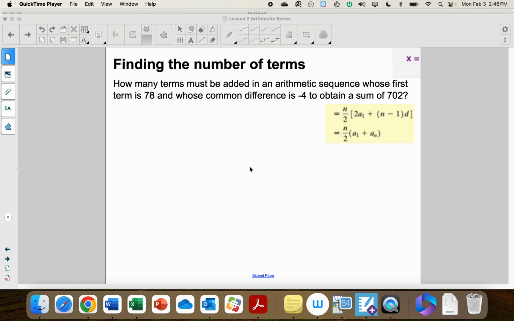In this example, we're going to find the number of terms in an arithmetic series. So how many terms must be added in an arithmetic sequence or series whose first term is 78 and whose common difference is -4 to obtain a sum of 702?